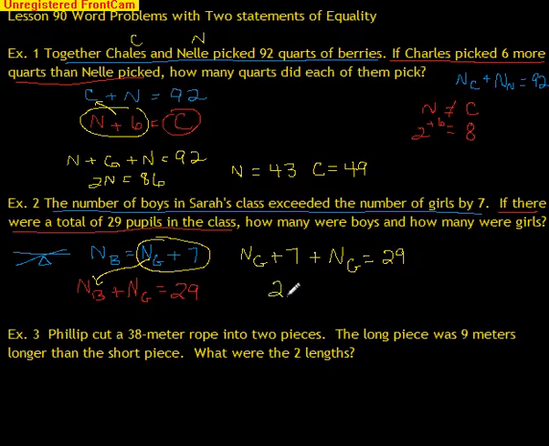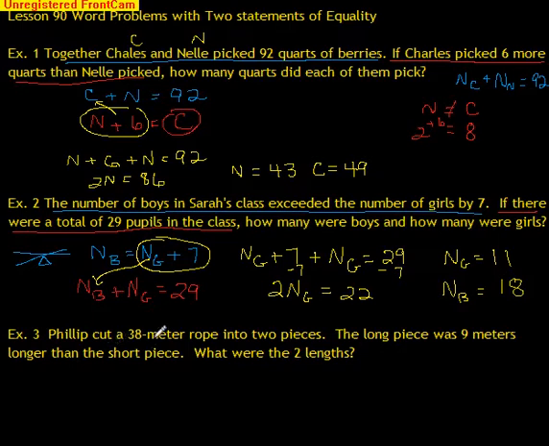So we get 2 times the number of girls equals, and I'm going to subtract 7 from both sides, and we're going to get 22. Make sure whatever you do to one side, you do to the other side. So the number of girls is going to equal 11, and that means the number of boys is 7 more than the number of girls, so the number of boys equals 18. These are kind of fun. Let's try another one.